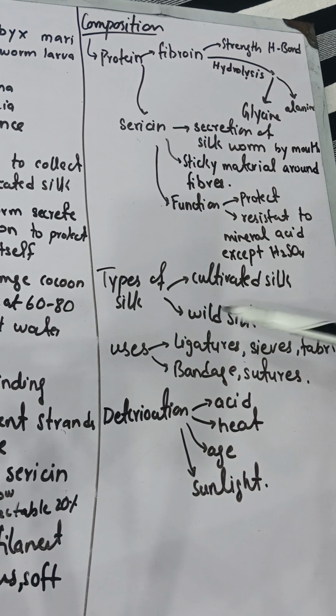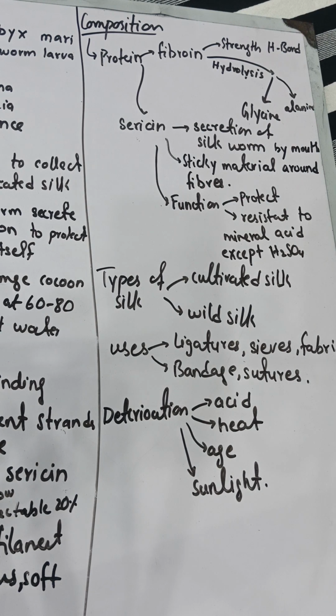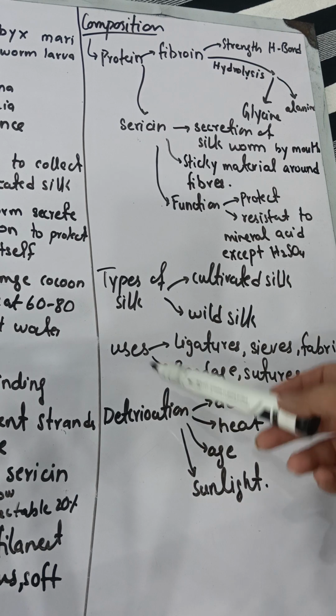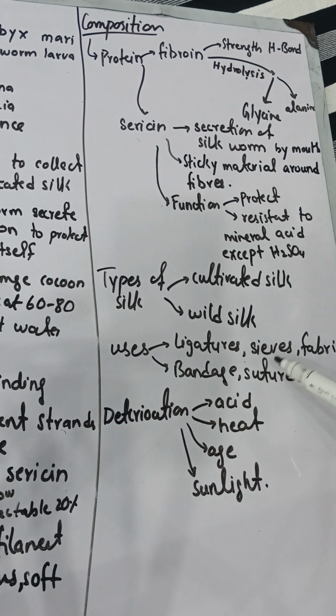Two types of silk are cultivated silk and wild silk. Cultivated silk is silk spun by the silkworm, while wild silk is not spun by the silkworm. It is spun by various other species, but they secrete silk which is very tough and hard in nature. Therefore, the most common type is cultivated silk. Uses: they are used to make ligatures, sieves, fabric, bandages, and sutures.